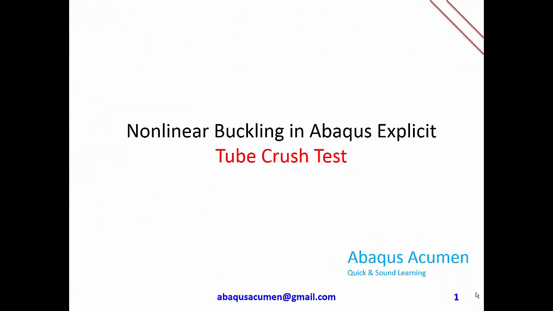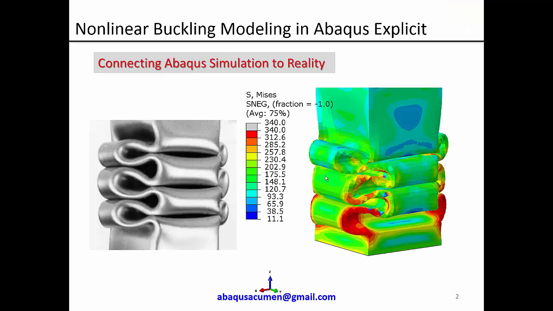I will just quickly go through what exactly we are going to do. We are going to do nonlinear buckling in Abaqus Explicit, not in Standard. So it will be a tube crush test, and this is exactly what we are going to do. We are connecting Abaqus simulation to reality. A lot of problems are there within this domain, where you crush the tube and you want to understand how is the post buckling behavior, how is the deformed shape. So we are going to capture the same thing here.